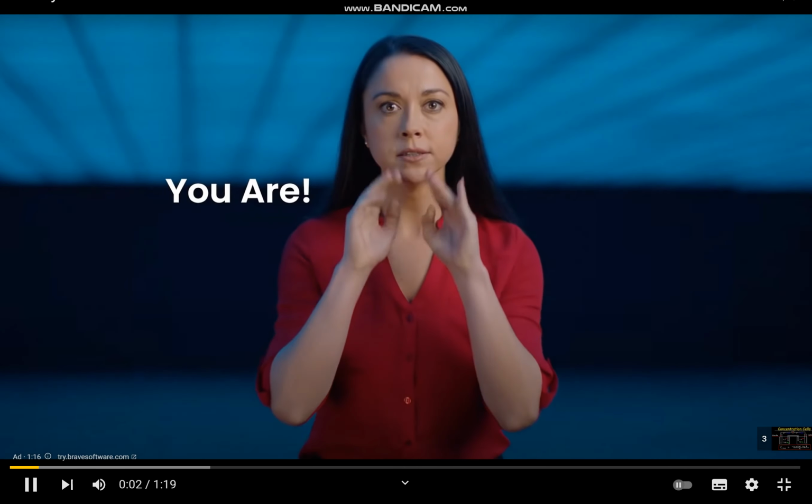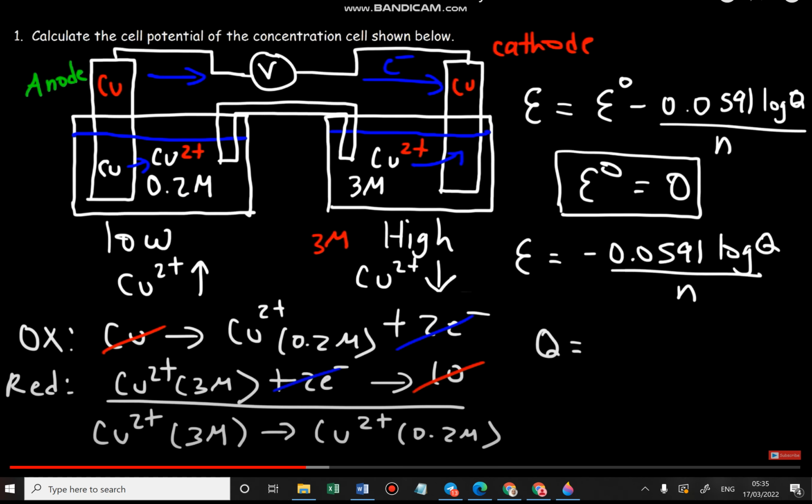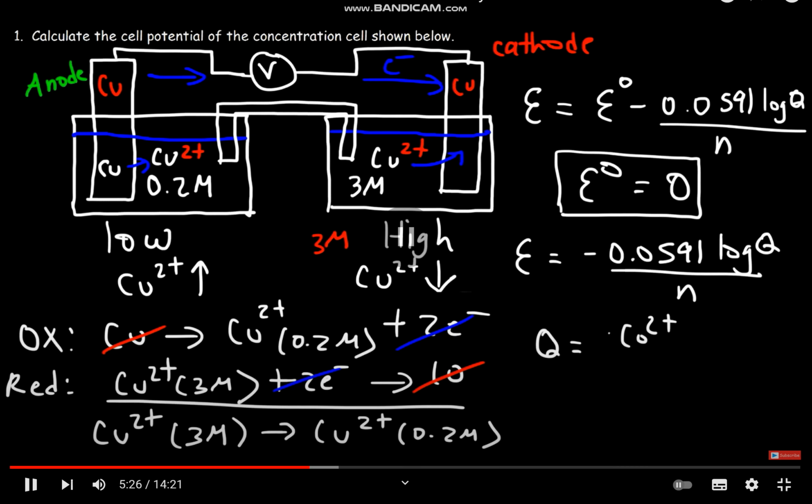Q is equal to the products over the reactants. So we have the copper plus.